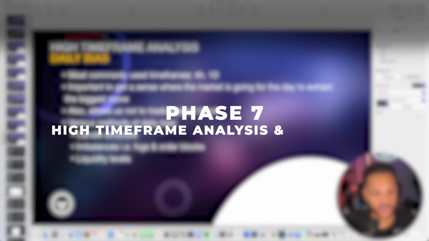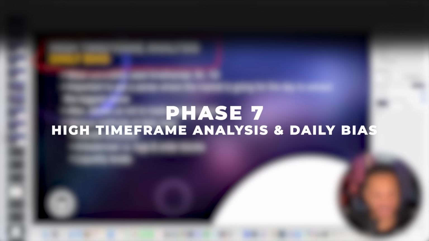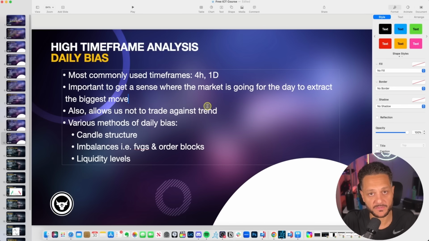That's it. All right, so let's talk about high time frame analysis and daily bias and why this is so important. It's important to get a sense of where the market is going for the day to extract the biggest move. So obviously, if you're bullish for the day, you might be able to trade a much larger move than, say, a scalp or a tiny range. This also allows us not to trade against the trend. Obviously, this is self-explanatory and goes without saying.